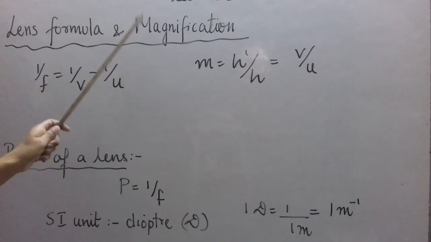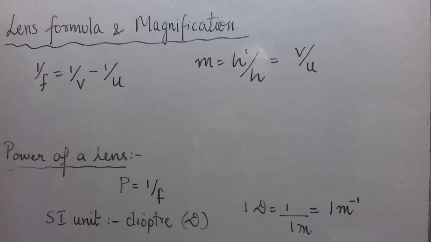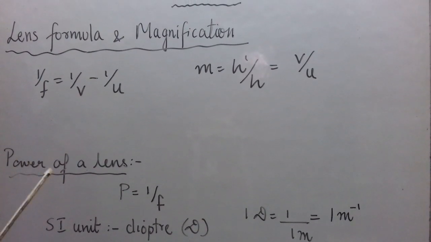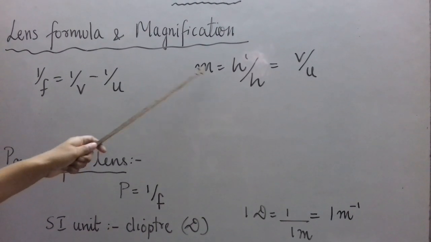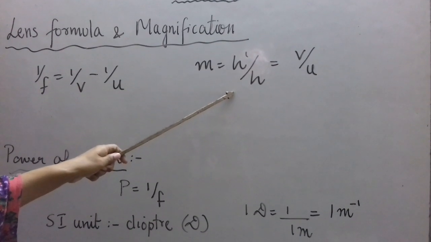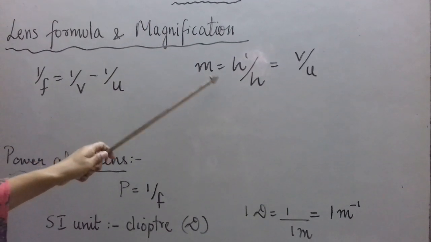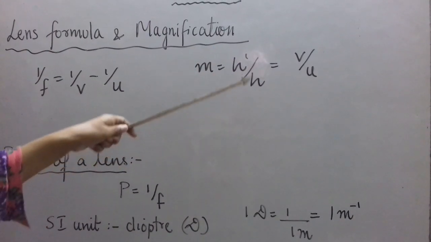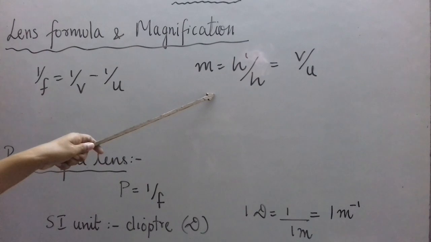Now magnification. Magnification's basic definition is the same as we have studied in our reflection part. Magnification is the ratio of the height of the image to the height of the object. This is a basic definition, a basic formula, which is valid for both lenses and mirrors.